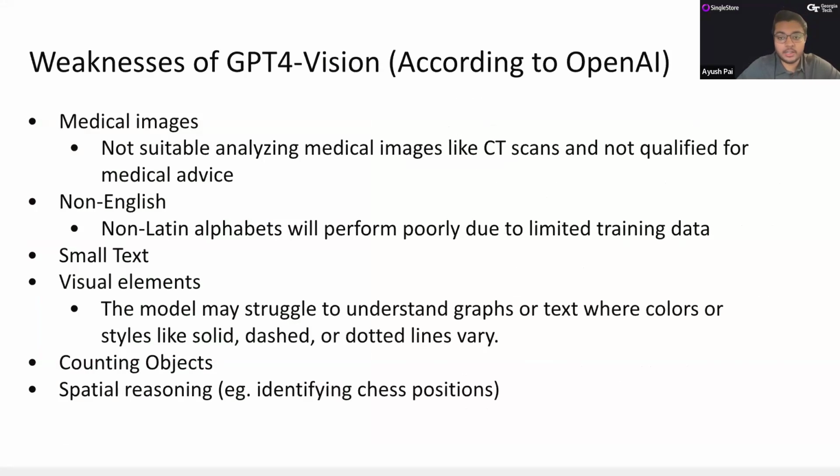Its performance with non-English languages, particularly non-Latin languages and alphabets, is limited due to the less extensive training data based on those languages. The model may also struggle with very small text and complex visual elements, such as interpreting graphs with varying line structures or detailed spatial reasoning tasks like identifying chess positions. But being aware of these limitations is really crucial for developing applications with GPT-4 Vision and setting realistic expectations for deployment in various applications.